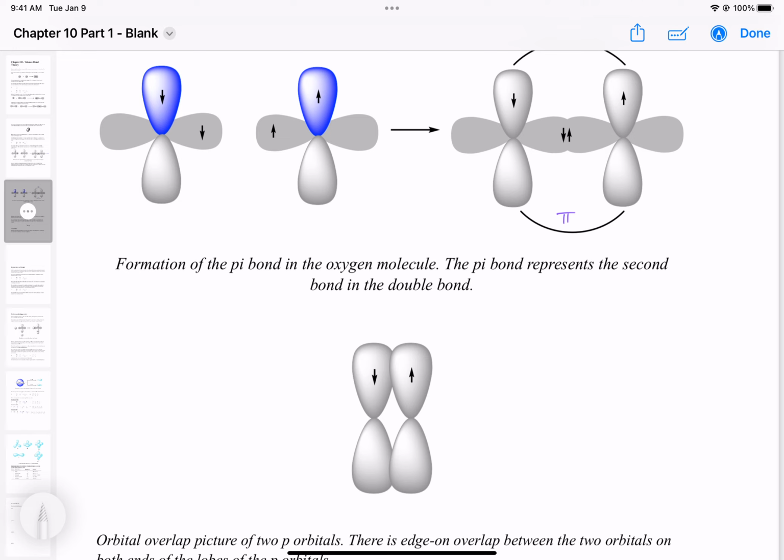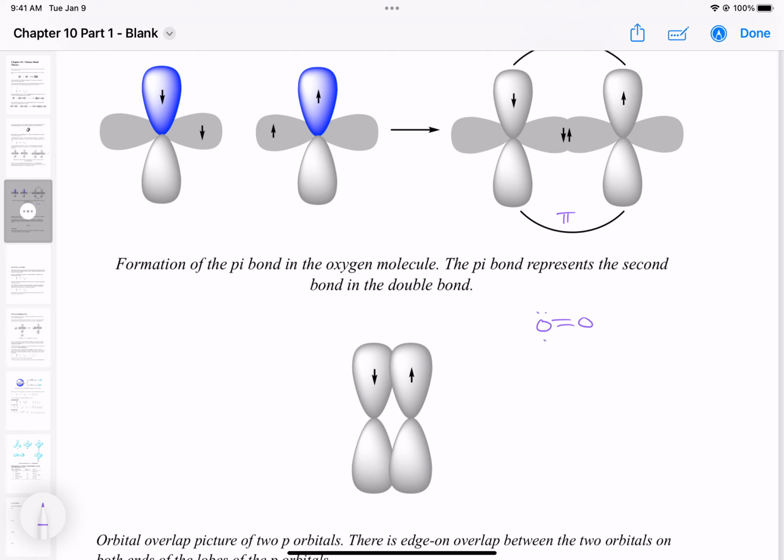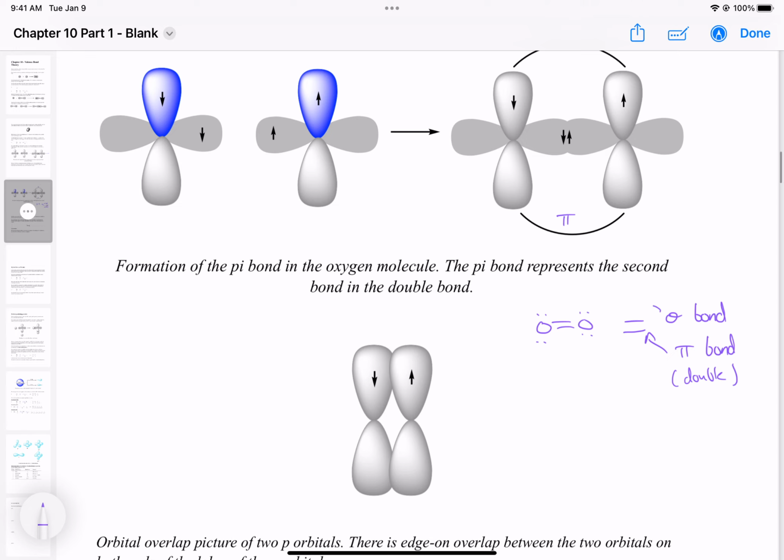So say we have the oxygen molecule. The single bond is the sigma bond, and then we have the second bond here for the double bond. That's the pi bond. So the pi bond gives rise to the double bond in the structure. The sigma bond gives rise to the first bond, and the pi bond accounts for the second one. And now if you have two sets of p orbitals that are available, you can have a triple bond too.